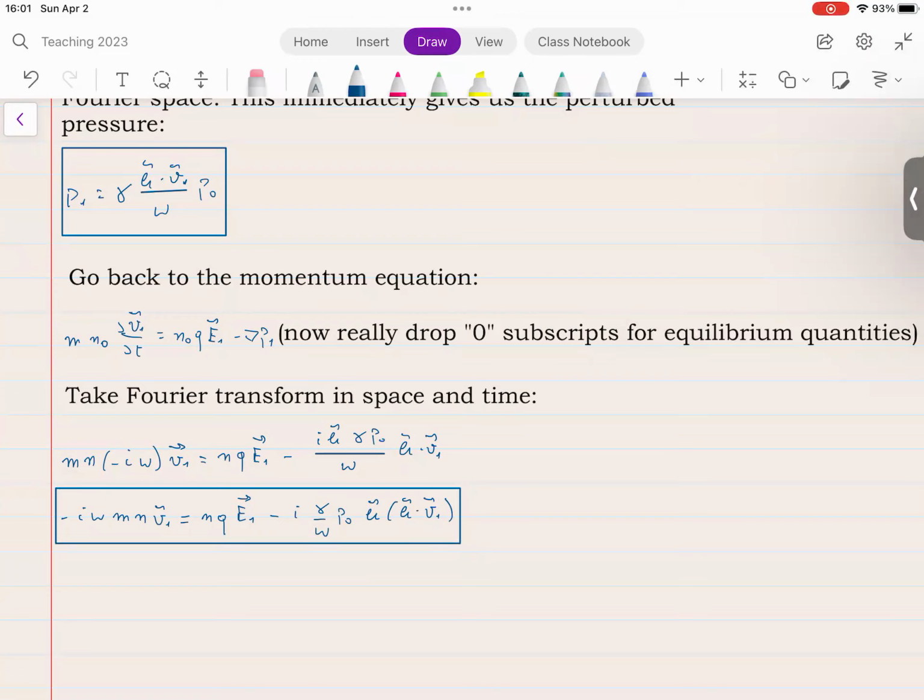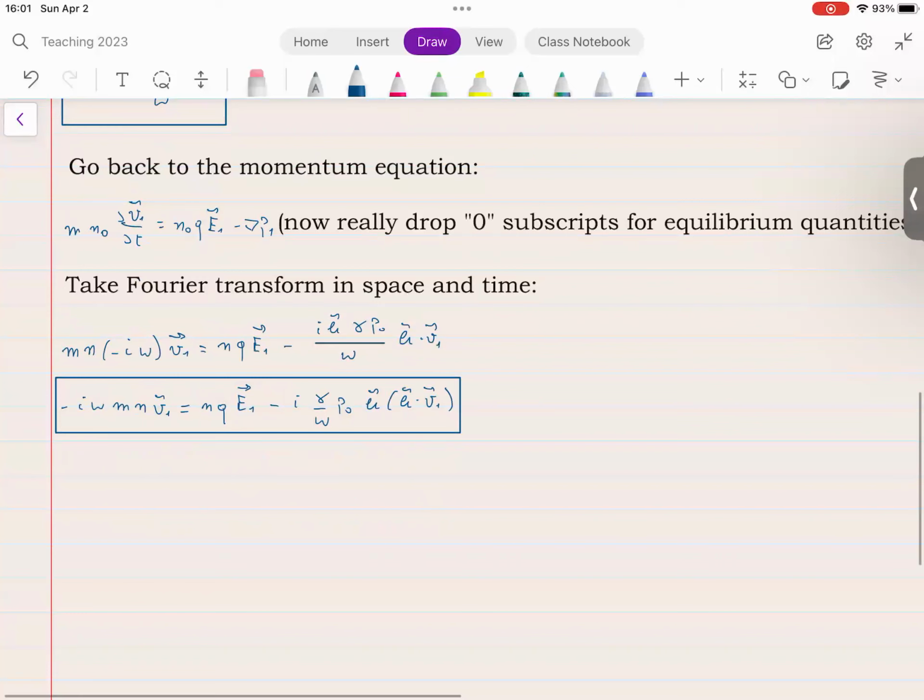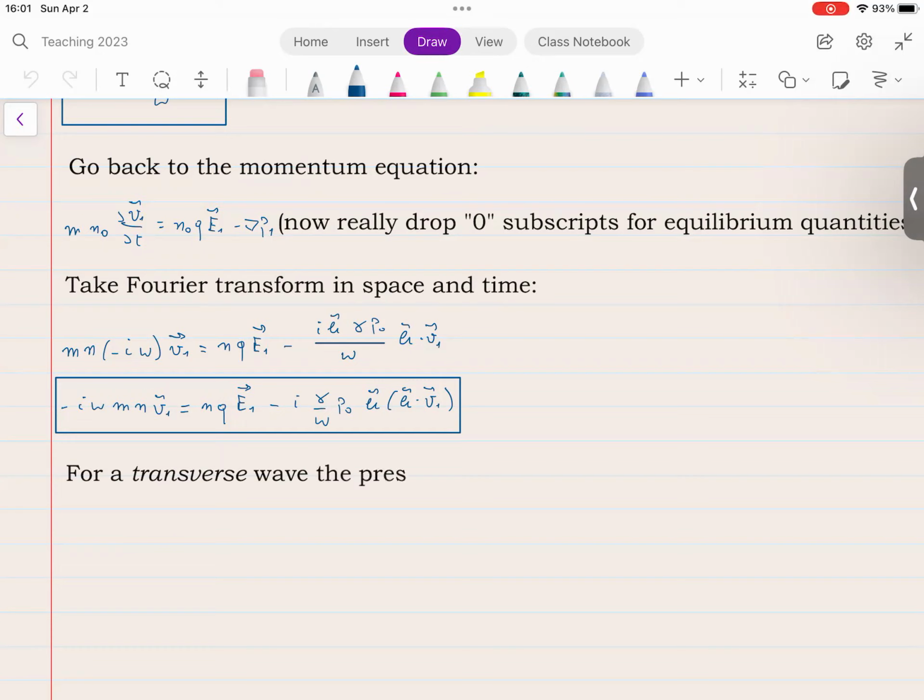There are various things that we can do. First thing that we can actually observe is that if we look at a transverse wave, the pressure is irrelevant. And that's because k dot v1 is equal to 0. That's what transverse means.